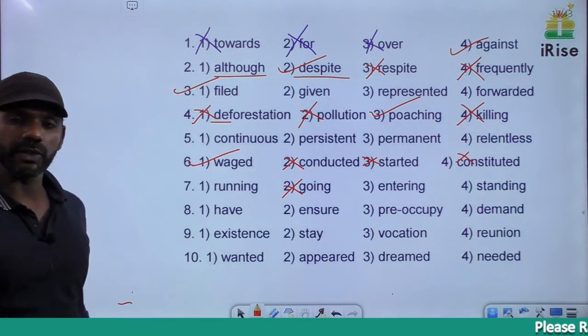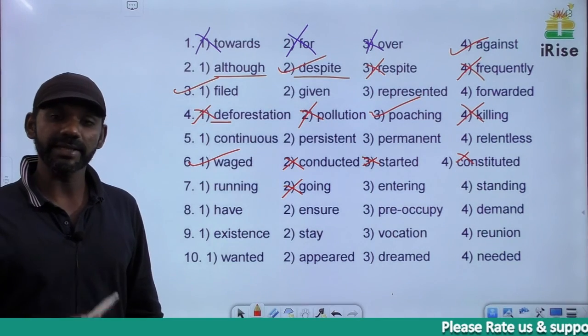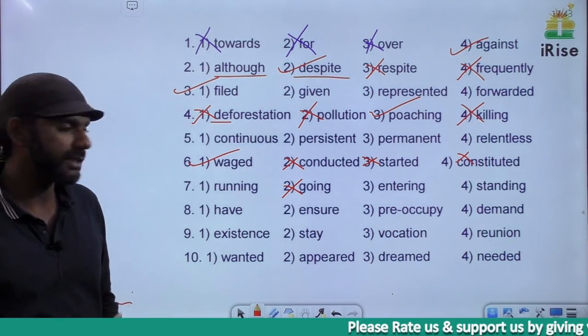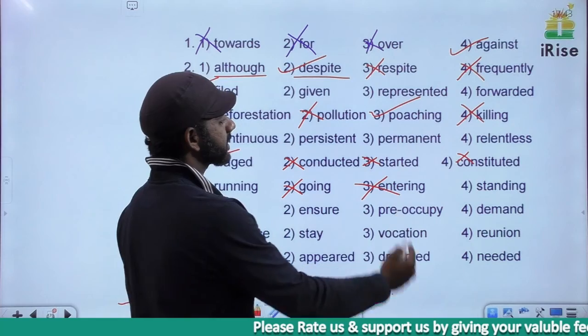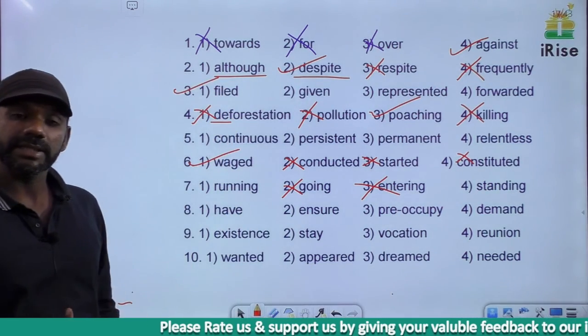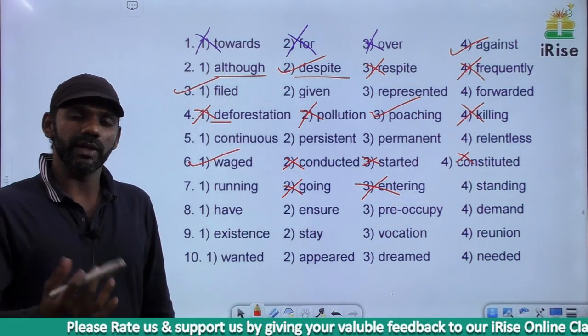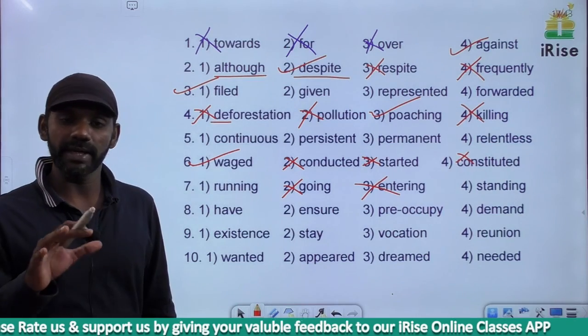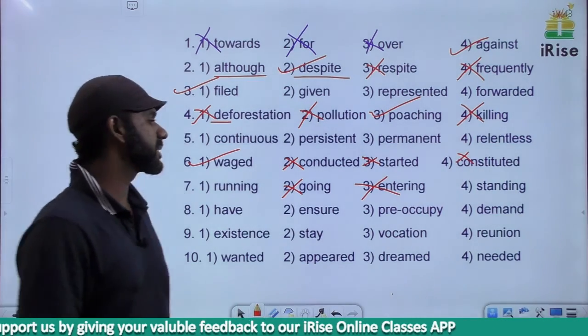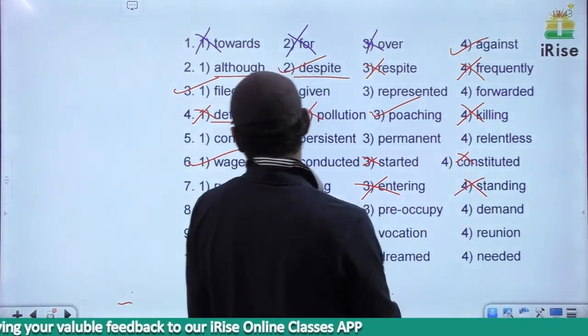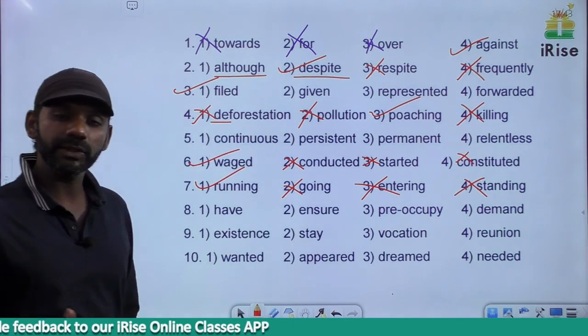Entering through Dudhwa is wrong. Entering Dudhwa is correct. Entering through Dudhwa becomes a wrong usage. Option 3 is eliminated. Railway tracks standing through Dudhwa: there is no usage like standing through, and railway tracks don't stand, eliminated. The answer must be option 1, running. Railway tracks running through Dudhwa.